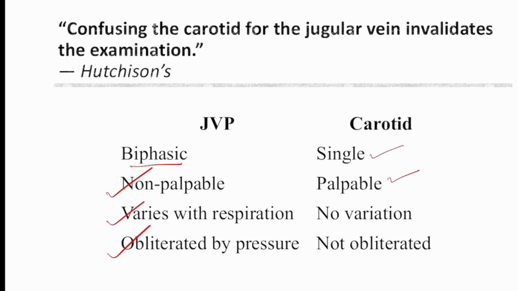It is palpable, doesn't change with the respiration, it is not obliterated, and it usually doesn't change with respiration or other maneuvers, and there is no definite upper level also. So this is how to differentiate between carotid and JVP. Then how to measure it?